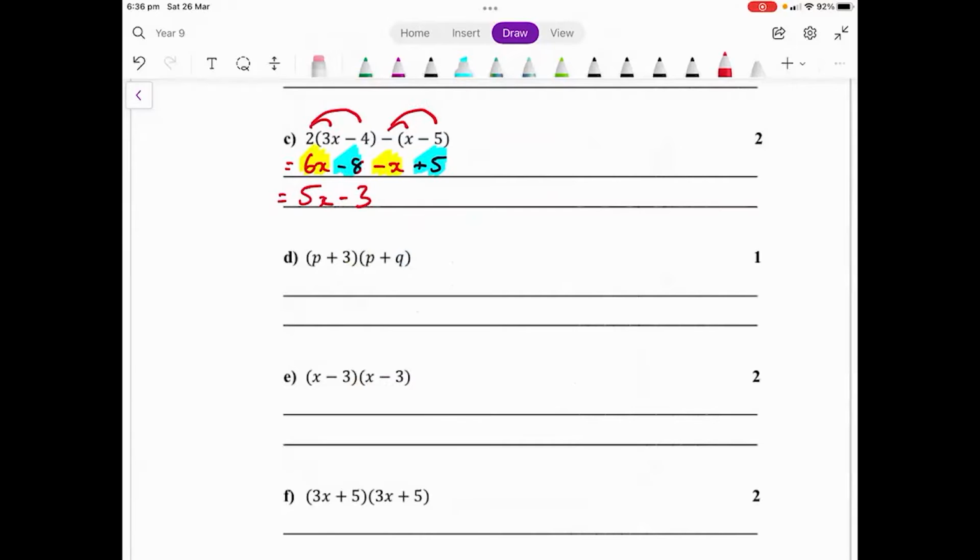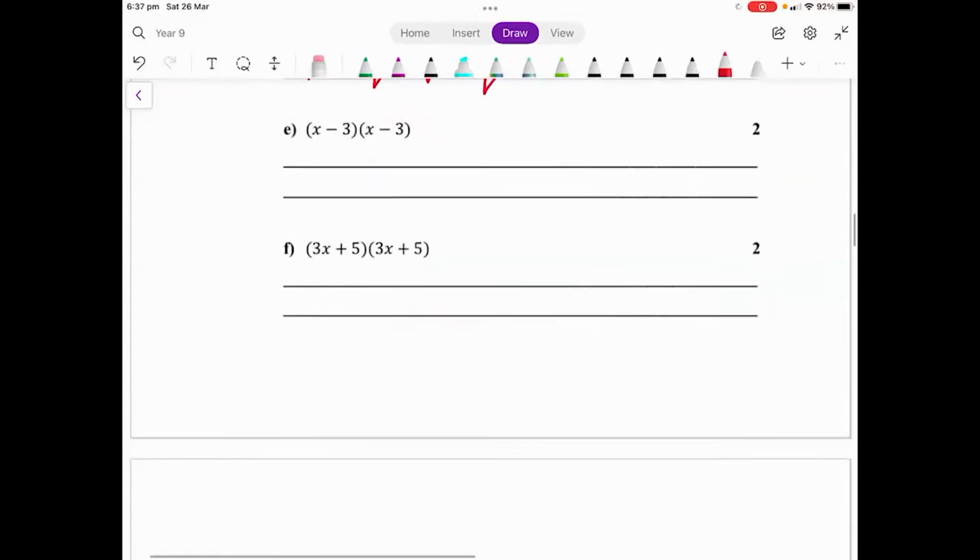Question d, we draw our eyebrows. p times p is p squared. p times q is pq. 3 times p is 3p. 3 times q is 3q. All those terms are different, so we cannot simplify, and we leave it as it is, p squared plus pq plus 3p plus 3q.